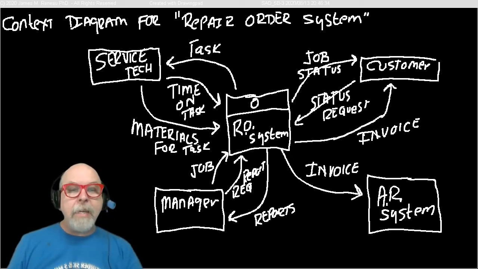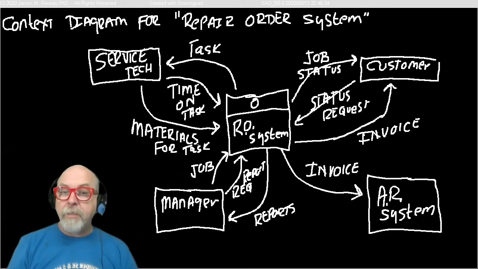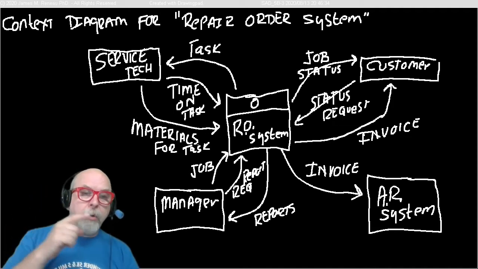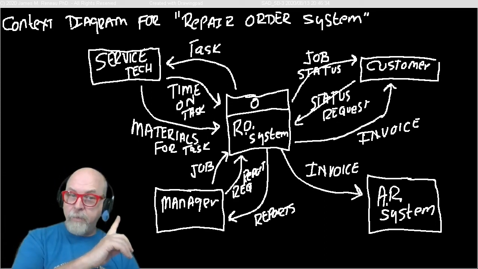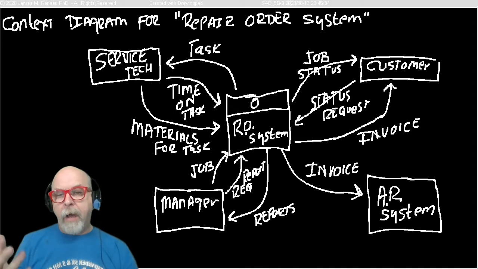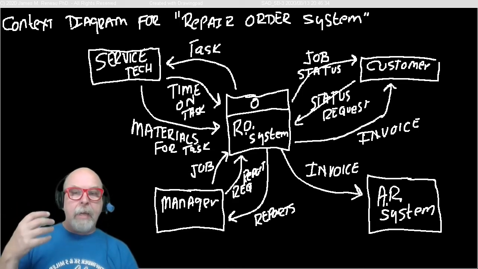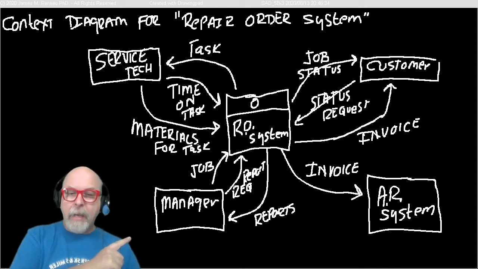Let's look at the sink over here at the end, the accounts receivable system. Notice that the repair order system is also going to send the same data that it sent to the customer, the invoice, over to the accounts receivable system. The AR system is going to handle deposits, direct deposits, credit cards, statements, late billing, terms, discounts, and all of that kind of stuff.